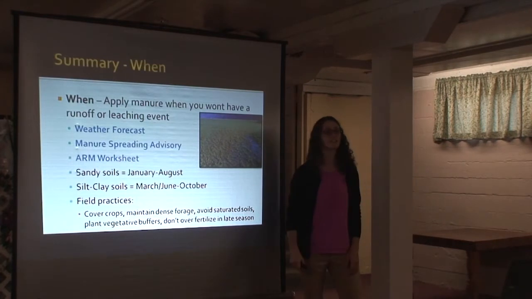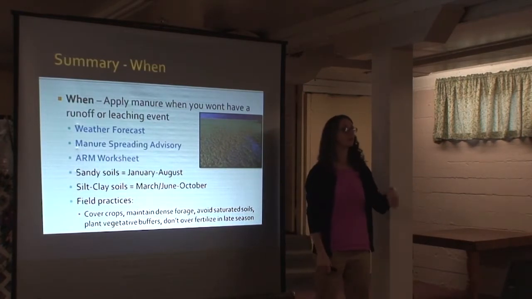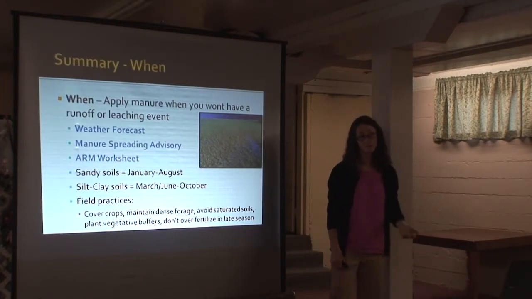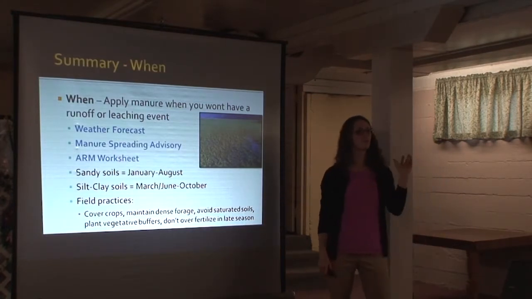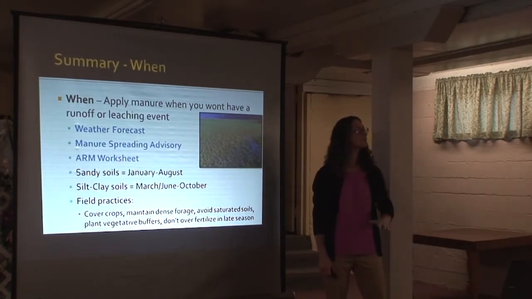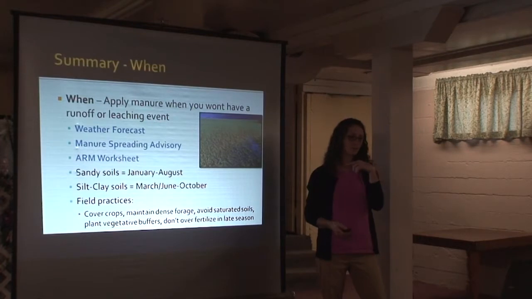You could always do vegetative buffers. If you're going to have a fallow field, you're going to want to do something like that on the edge so we're not having sediment losses if you've got a water body right adjacent to that field. Don't over-fertilize in the late season so that we're not having a lot of excess that isn't going to be able to carry over. Solids and things can carry over way easier than your liquids.